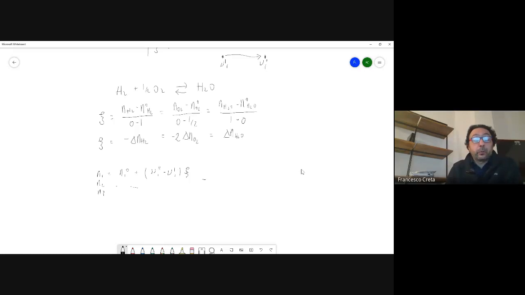So really, we can also have sort of a vectorial representation, where n vector has components n1, n2, n3, and n0 vector has components n1,0, n2,0, n3,0, plus a vector Ni here times psi. And this vector here will have the following components, et cetera. So the difference in the stoichiometric coefficients for species 1, 2, and 3.